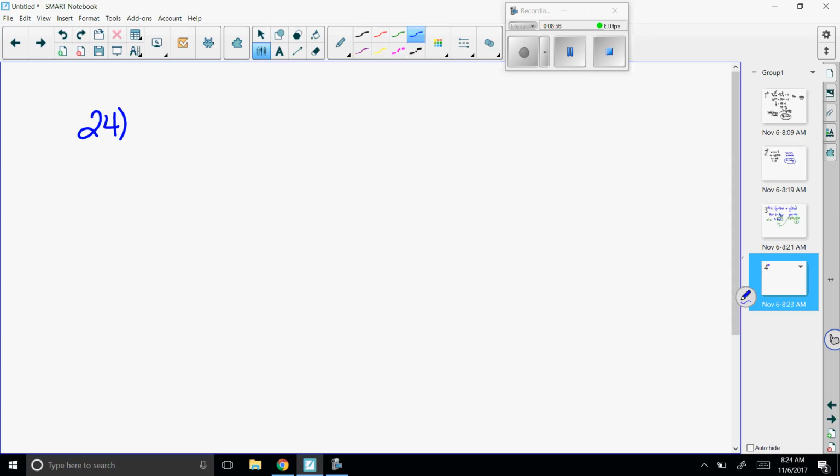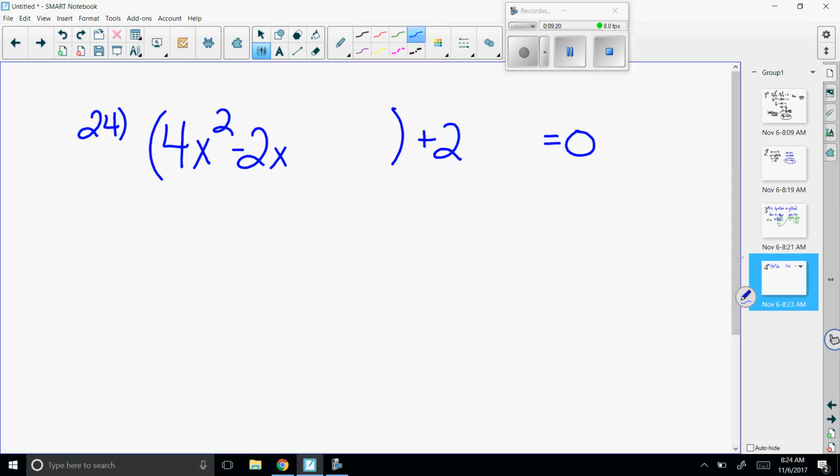Completing the square. First thing we want to do, I'm going to do a couple things here all at once. I'm going to group the x's together, so we're going to have 4x squared minus 2x, and I'm going to move the constant over to the other side. So that's plus 2 equals 0.